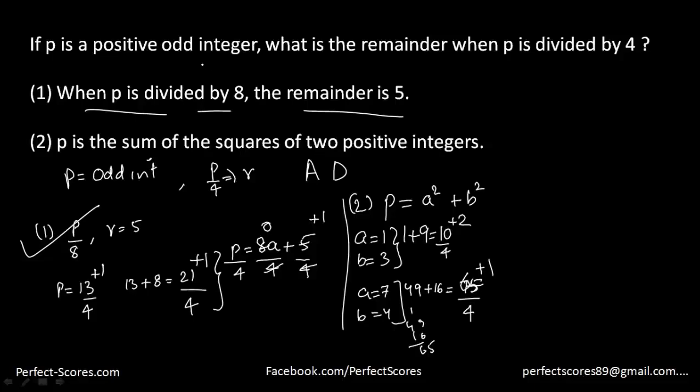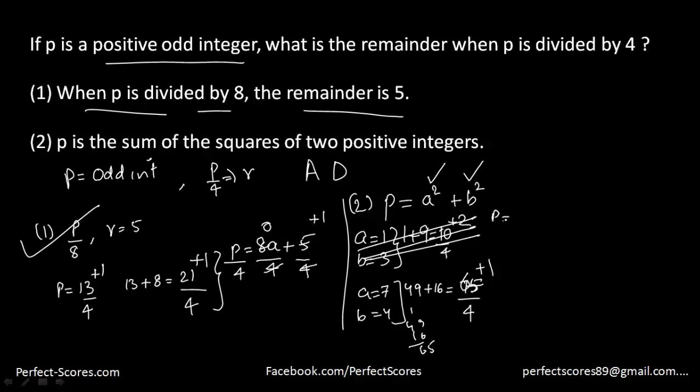Now it says that p is a positive odd integer. So p cannot be equal to 10, right? This is not even going to qualify, so I cannot use that. Over here the remainder is 1. Let's check another number. For p to be a positive odd integer, one number will have to be even, another number will have to be odd. Let's plug in some other number.